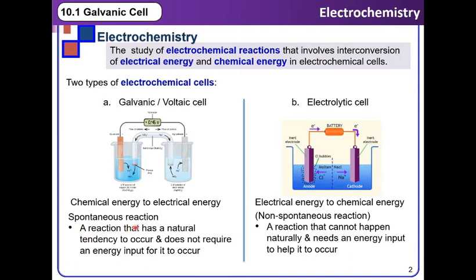So what is spontaneous reaction? Spontaneous reaction is a reaction that has a natural tendency to occur and does not require an energy input for it to occur. While non-spontaneous reaction is a reaction that cannot happen naturally and needs an energy input to help it to occur. That's why kalau you tengok di sini, electrolytic cell dia menggunakan bateri because dia perlukan sumber tenaga untuk menghasilkan chemical energy.